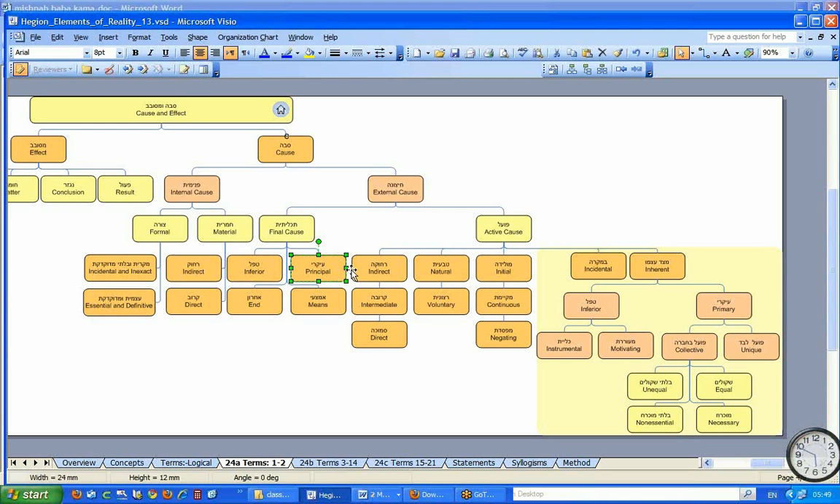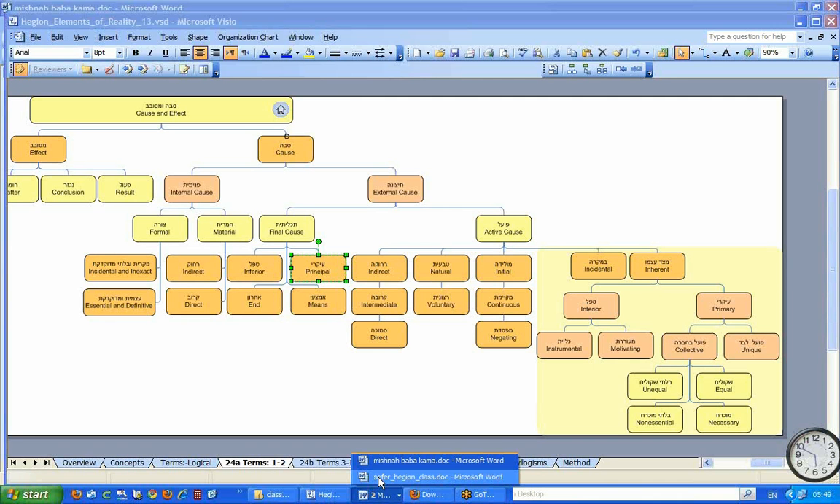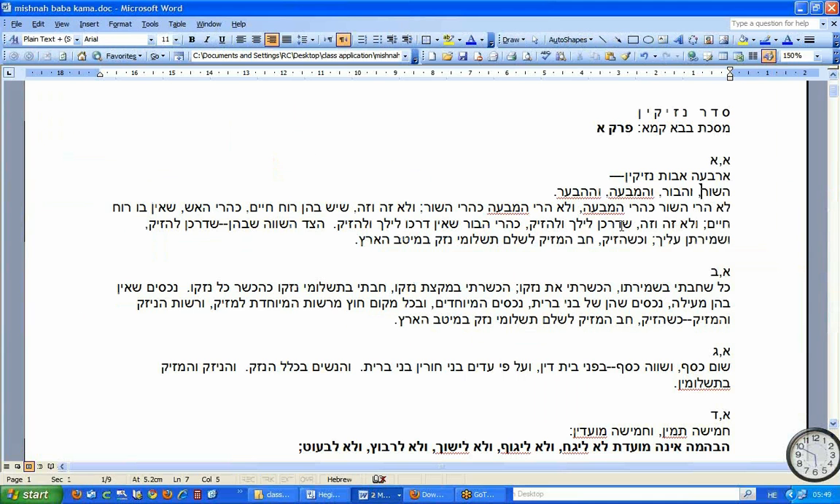Okay. Now let's look at some other Mishnayos. Again, we're trying to apply this stuff. That's the most important thing, and not keep it in the air. Okay. So it says, well, the mav, it depends.